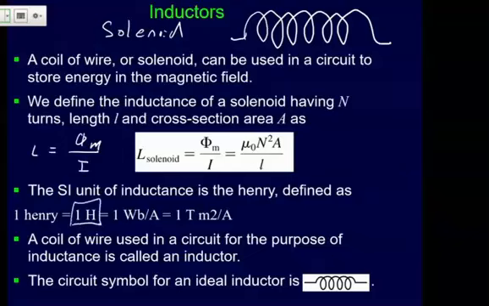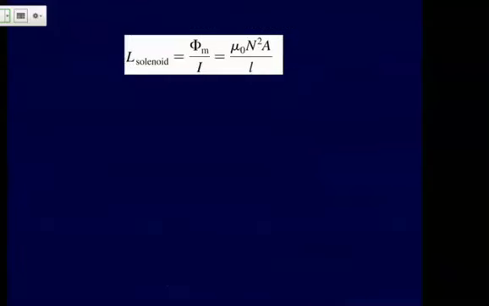So here's 1 Henry. A coil of wire, again, is used in a circuit as an inductor, and as we'll see, you can use this for different reasons. The circuit symbol for this is usually just a little curly-Q thing like here. If we try to understand this definition, basically the idea of inductance is how much magnetic flux you have per current.